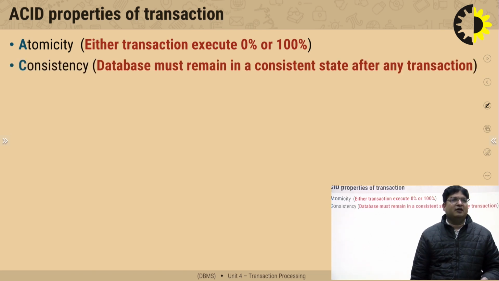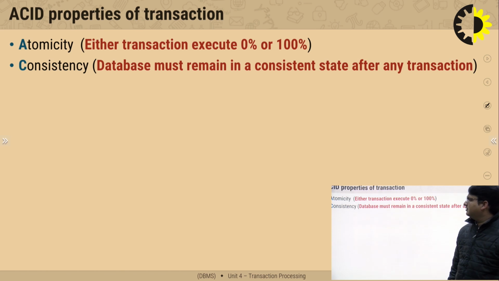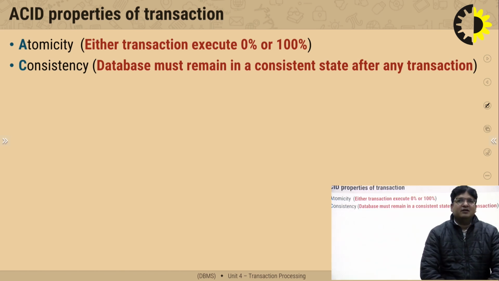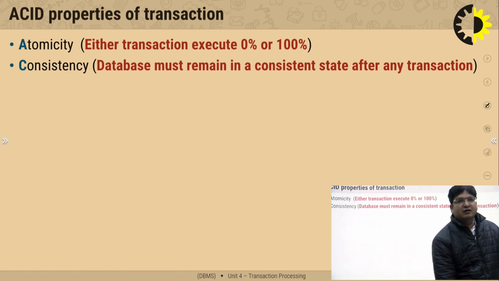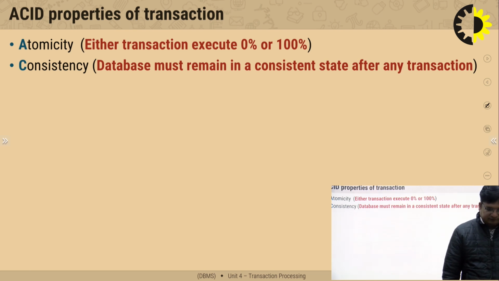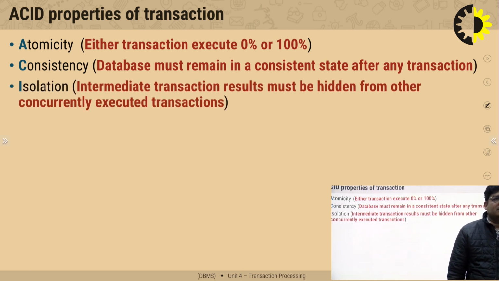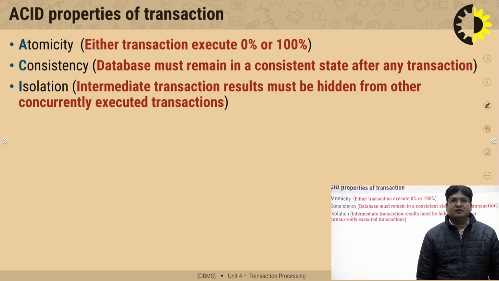Next, C stands for consistency. That is, the database must remain in a consistent state after the transaction as it was before the transaction. Next is isolation. In serial execution only one transaction runs at a moment of time. After the completion of one, another transaction will run, and so on. So there is no interference among the transactions, as only one is executing at a particular moment of time.